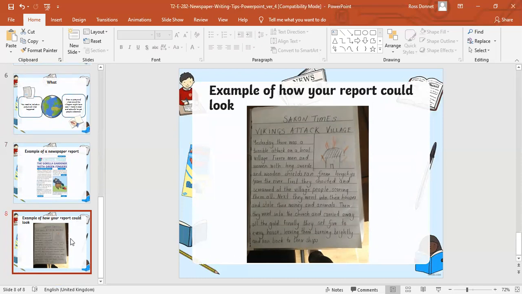Now, it's not very long. So if you wanted to add more detail to your newspaper report, feel free. It doesn't have to be just a page long. If you want to write more, then fantastic. If you don't want to write a page, then again, that's fine. Just write as much as you feel you can.